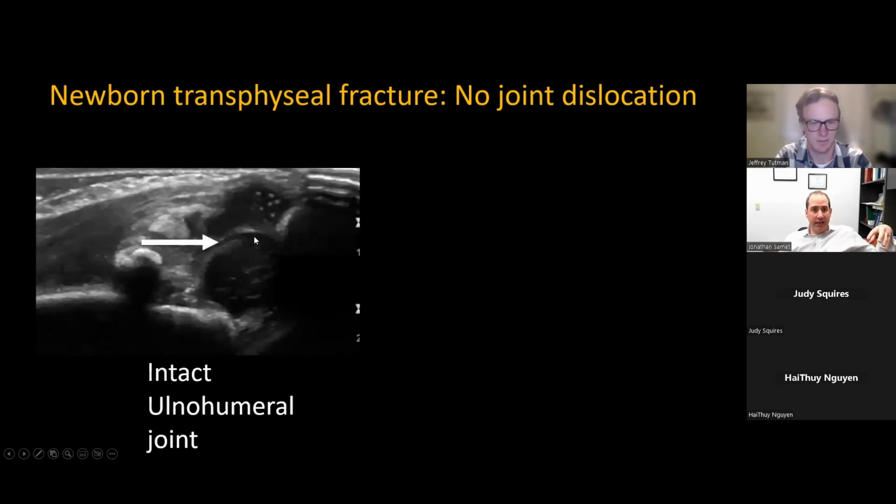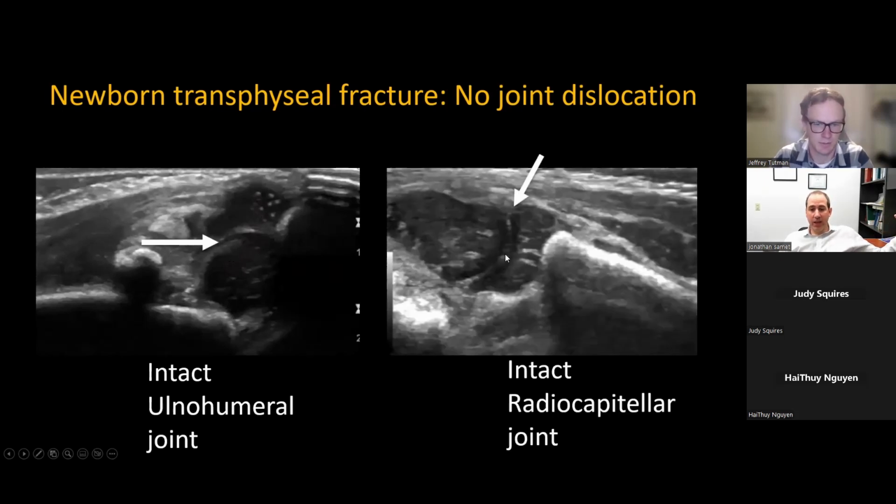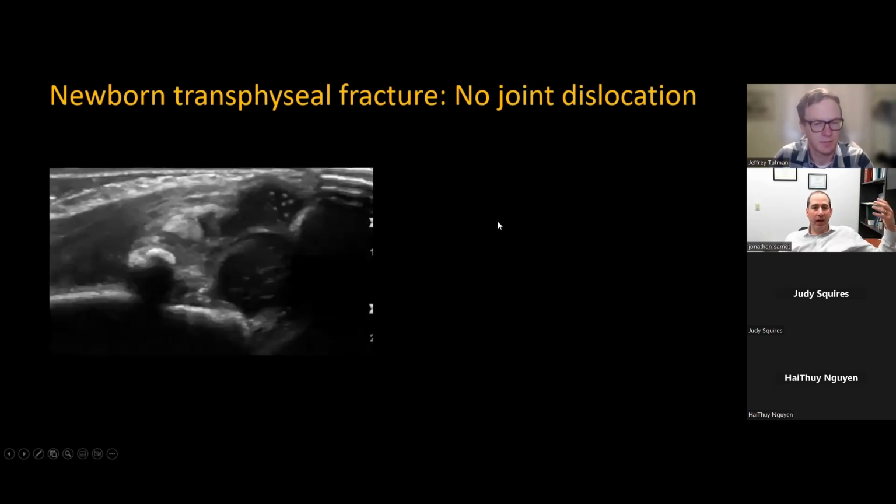First, I looked at the ulnohumeral joint. Well, I know that if this is the trochlea and this is the olecranon, the joint itself is intact. And then I went to the radiocapitellar side, and you see the radius aligned with the capitellum. So there was no joint dislocation. Confirmed that there was no joint dislocation.